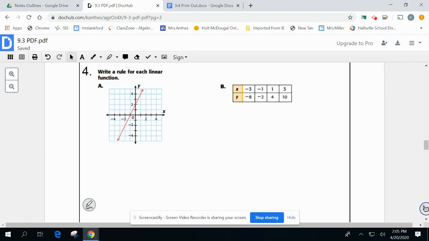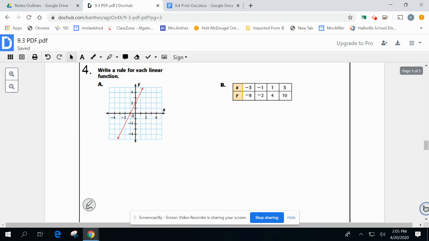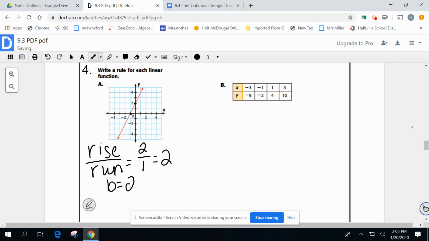Okay, number 4. I have another graph, so I need to do rise over run. So if I go from point to point, maybe from here to here, I go up 2 and right 1, so my slope is 2. And then I need to look at my y-intercept, which is right there at 2. So b equals 2. So my equation is y equals 2x plus 2.